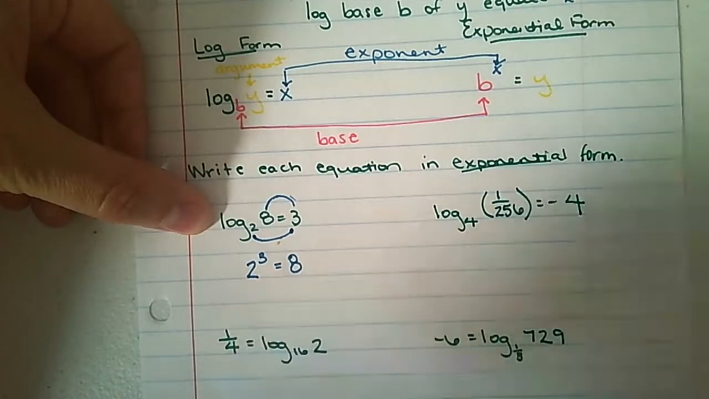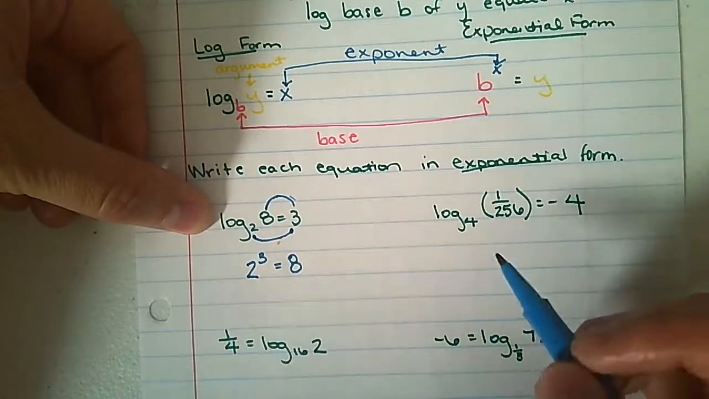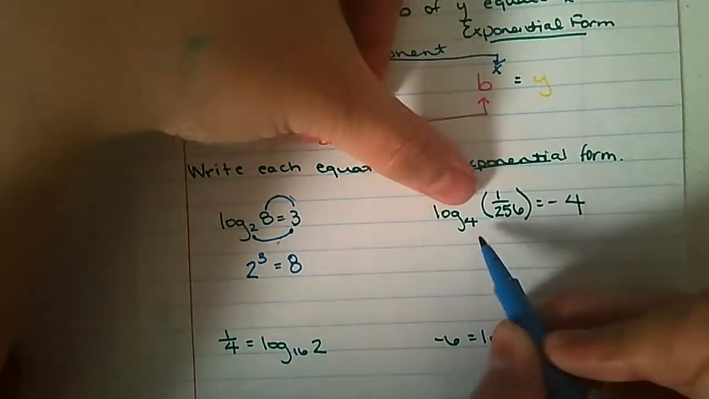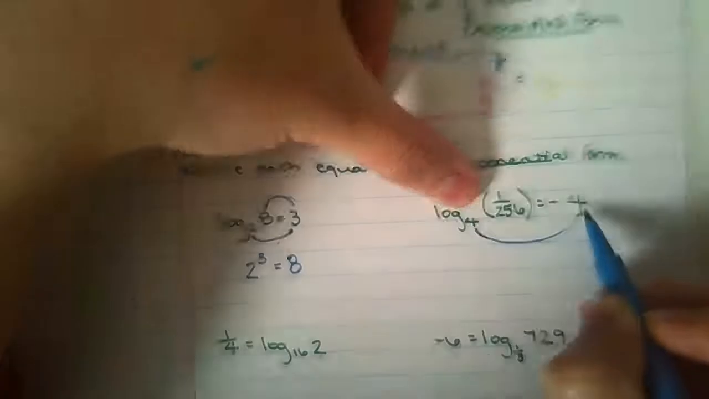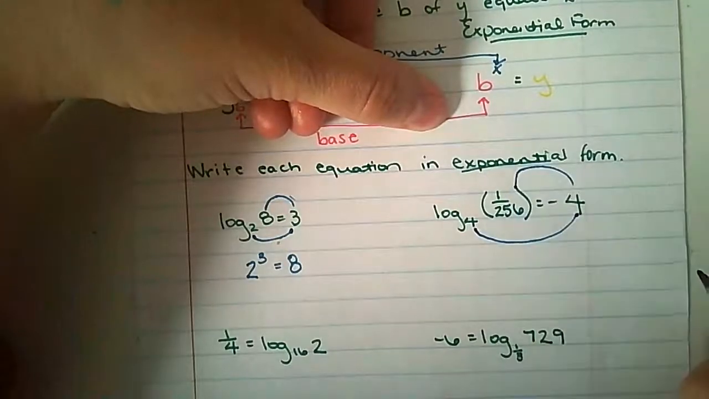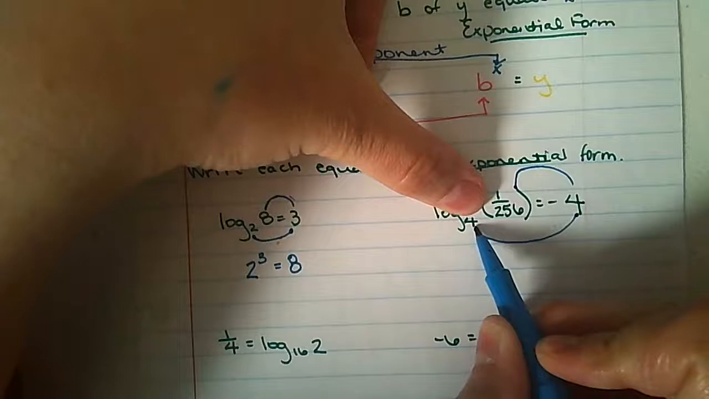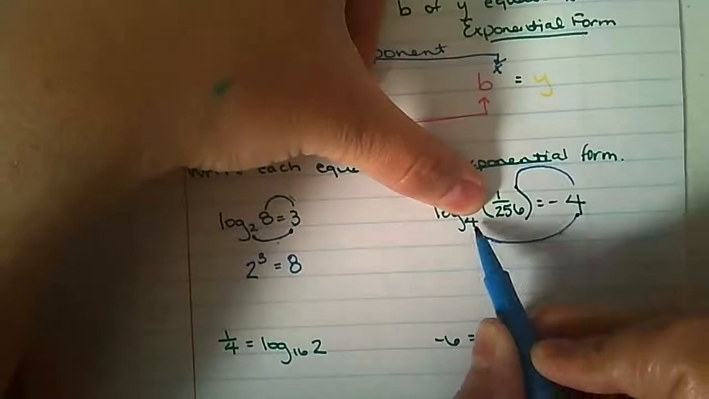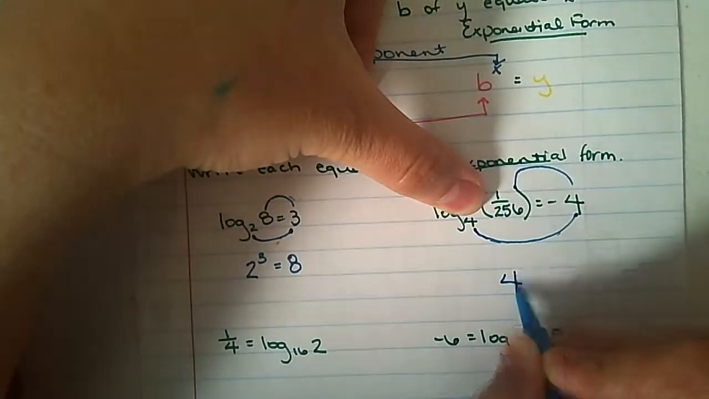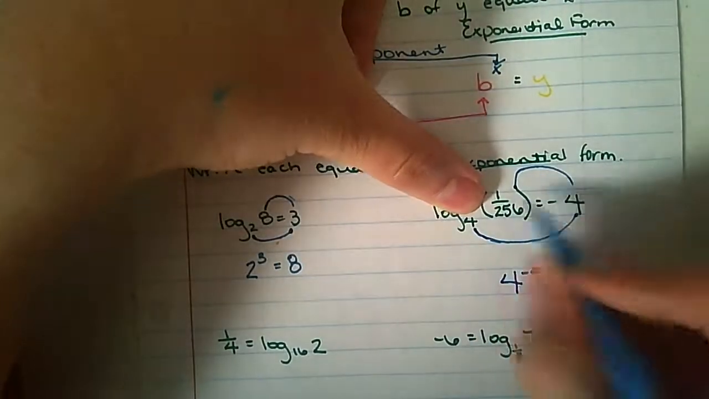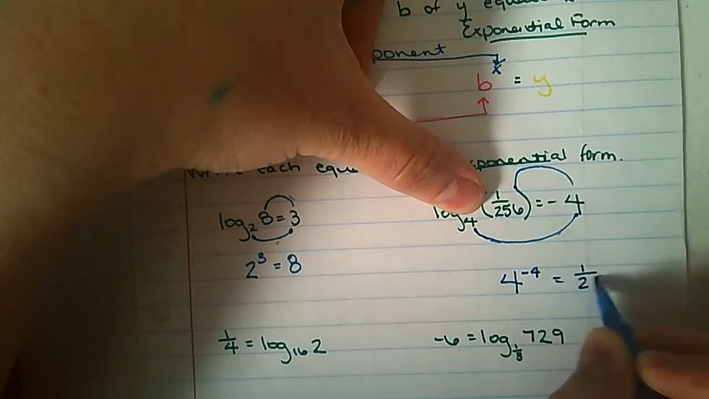Okay, we're going to do the same thing over here. We're going to do a log roll. So we always start with our base, what it equals, what's left. So when we write this one, this would be 4. That would be our base. 4 to the power of negative 4 equals 1 over 256.